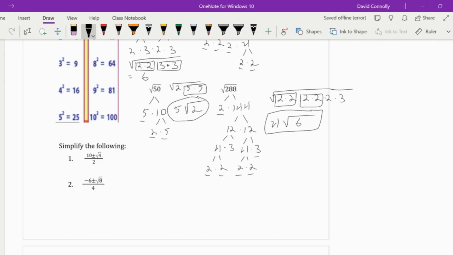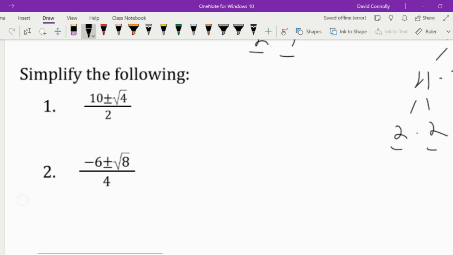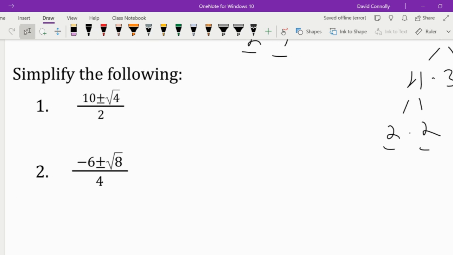So the reason we're doing this, if you look below, we have these problems here where there is a radical inside the rest of an expression. And this is what they are going to look like when we use the quadratic formula. And so here, all I'm going to do first, and this is always the first step, is to simplify what's inside the radical. Now, square root of 4 is something that you should know is 2. So that's the first thing I'm going to do, is just simplify this and make it 10 plus or minus 2 all over 2. All right, I just rewrote the expression, but I simplified the square root of 4.